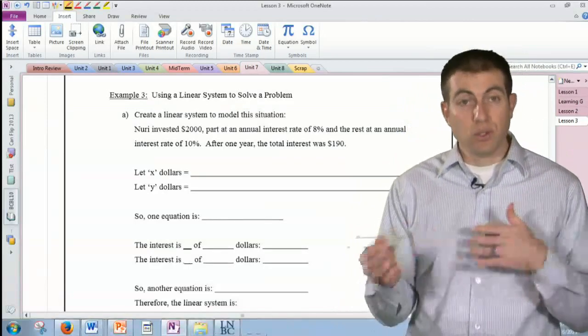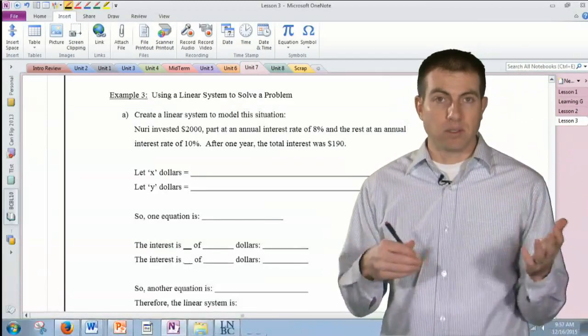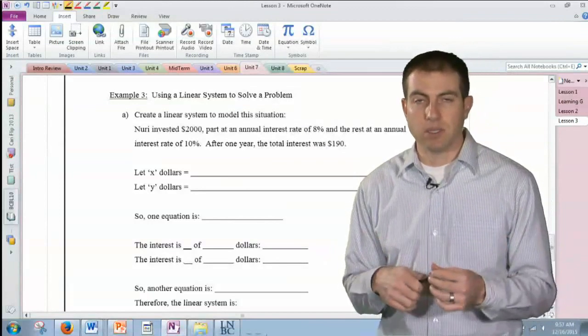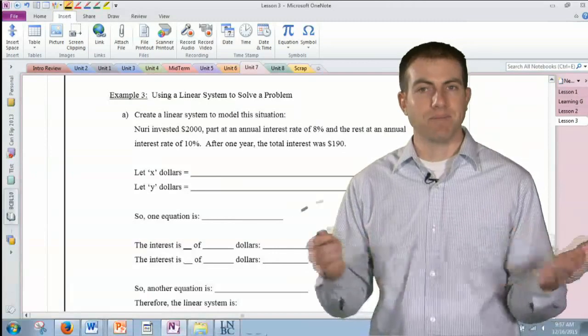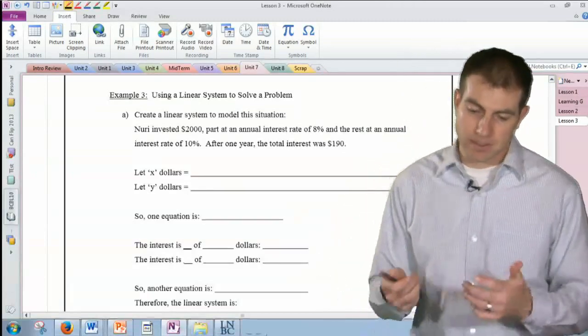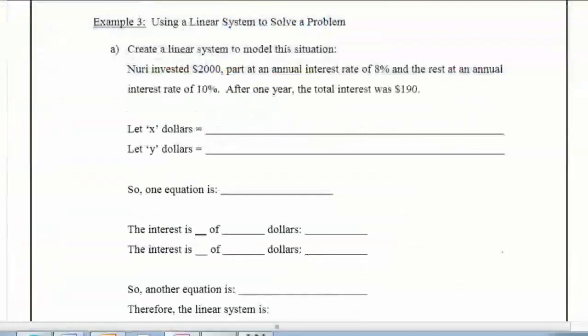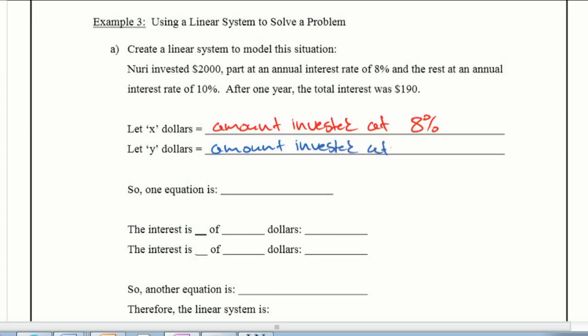So first thing is we have two different investments, so we're going to need two variables. In this case, x and y makes sense because if we try to pick like an I or something, how do we know which one's the first investment and the second? It doesn't matter what you pick, but x and y is easy. So let's let x equal the amount invested at 8%, and let's let y equal the amount invested at 10%.